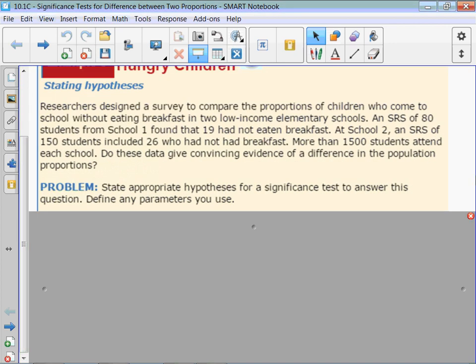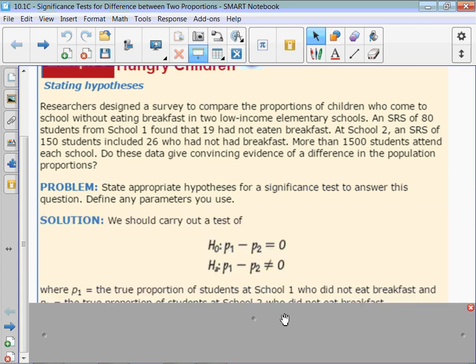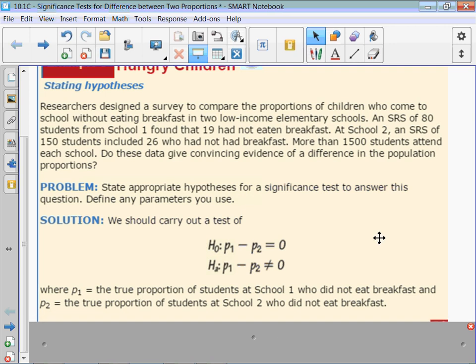First, they're going to have us state the hypothesis. So we are going to do the 4-step process. They do the first part for us. So we're going to state. Our null hypothesis is that the difference is 0. So there's no difference. And the alternate hypothesis is that P1 minus P2 does not equal 0. This means we have a 2-tailed test, and we're going to double our answer at the end.